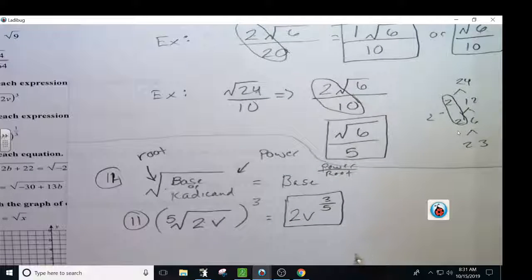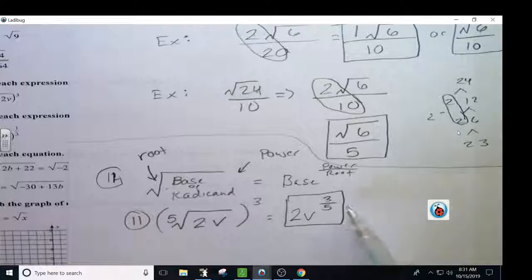Guys, now on these, there's no really partial credit. I mean, it's either right or wrong. Just make sure you put your power over your root as far as your exponent goes. Make sure you put your base in the right place.